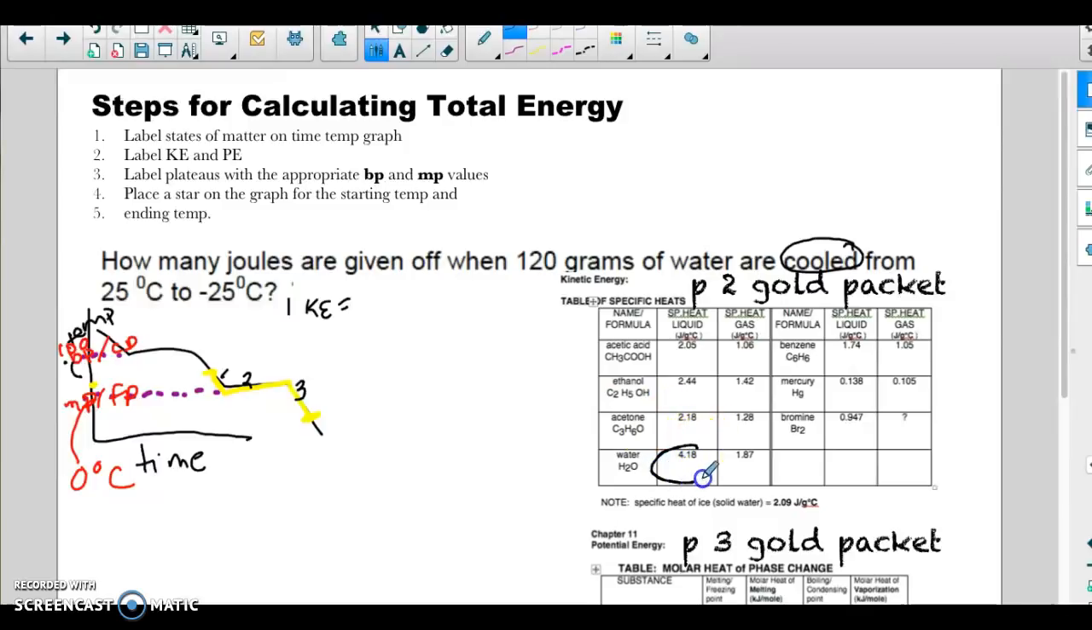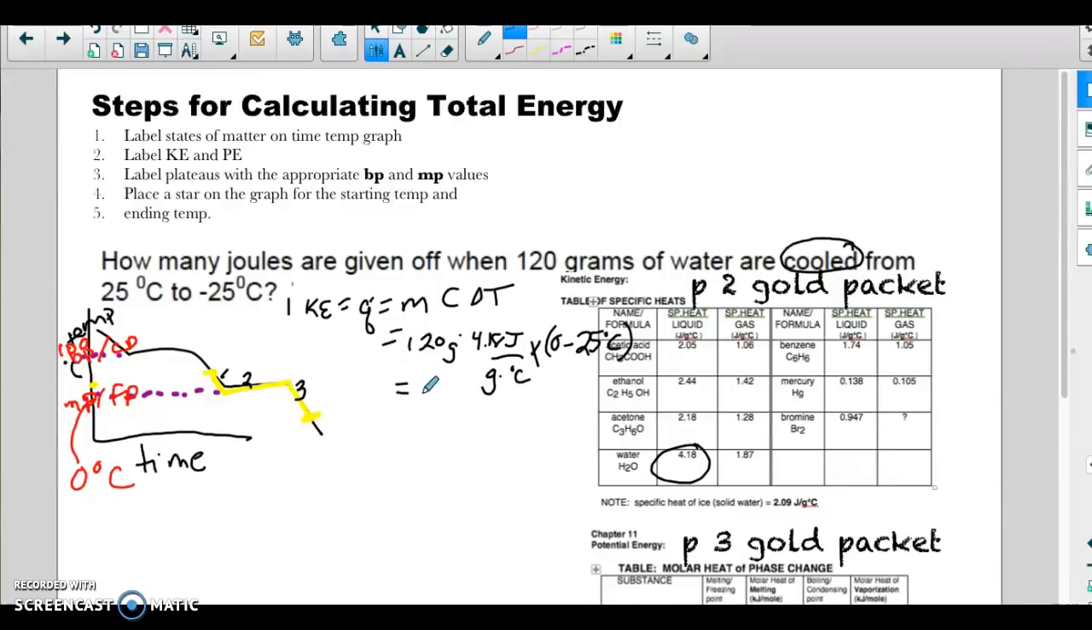So over here, page 2 of my packet. So I'm going to take and use MCAT. So Q is MCAT. So I'm going to put in my 120 grams. Specific heat is 4.18 joules over gram degrees Celsius. And my temperature change is 0 minus 25 degrees. So I am going to end up with a negative, and I'll end up with negative values for all of these because this is an exothermic process.